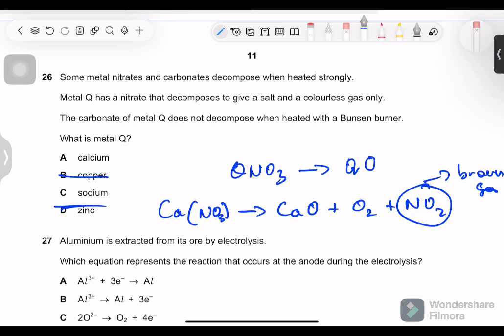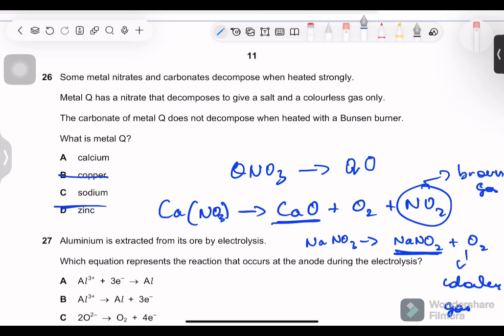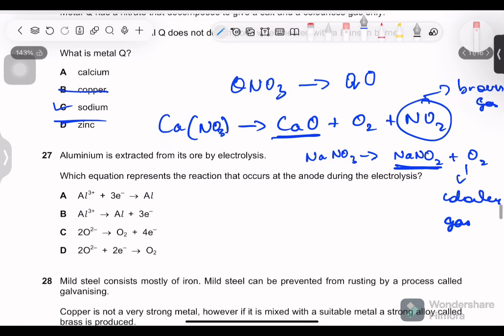Sodium nitrate, when it decomposes, it forms a different product. When it is heated, it decomposes to sodium nitrite plus oxygen. So, colorless gas and salt. This was a base. So sodium is the correct answer.